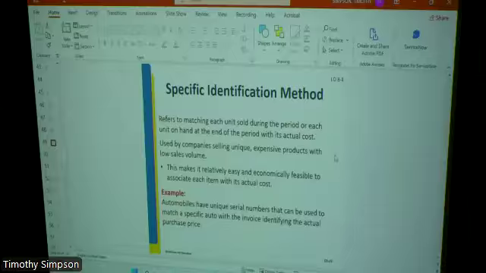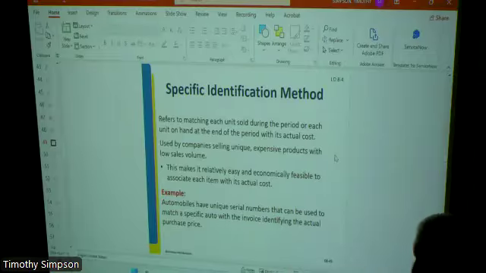And I think in most cases they would tag the specific cost of the product to the price of the product. So specific identification made sense. In this case, we talk about unique serial numbers that can be used to match a specific good.